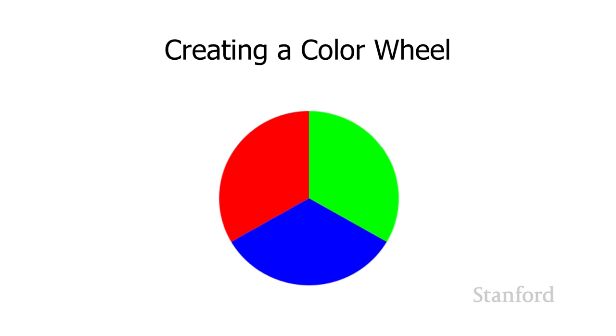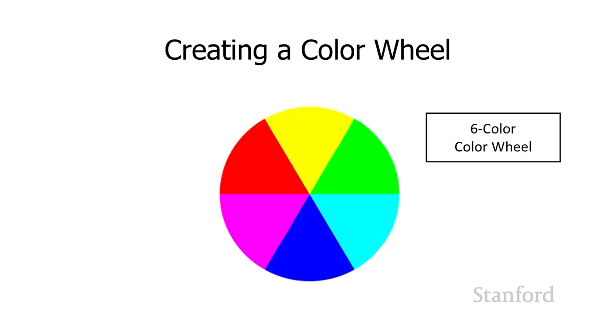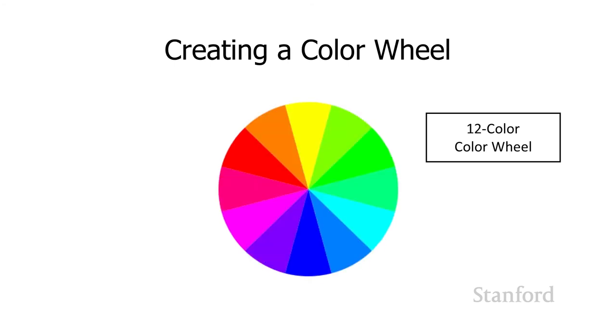I'm going to mix each color with the color next to it. So I'm going to mix red with blue, getting some form of purple. I'm going to mix the green with the red, and that will get me yellow, and I will mix the green with the blue, and that will actually give me cyan. And by mixing each of the three colors with its nearest neighbor, that gives us the six-color color wheel, and that's what we're looking at here. And then I can do it again, which will get me the 12-color color wheel, and then I can keep on going as many times as I want.